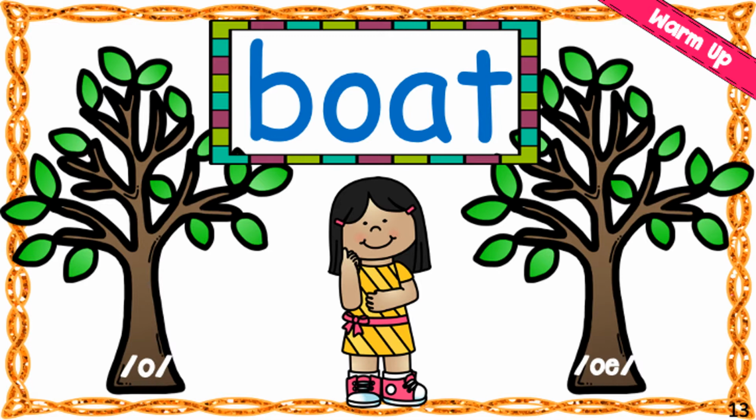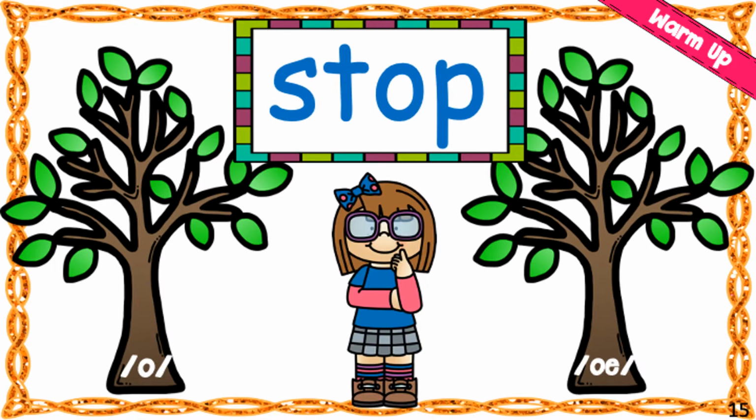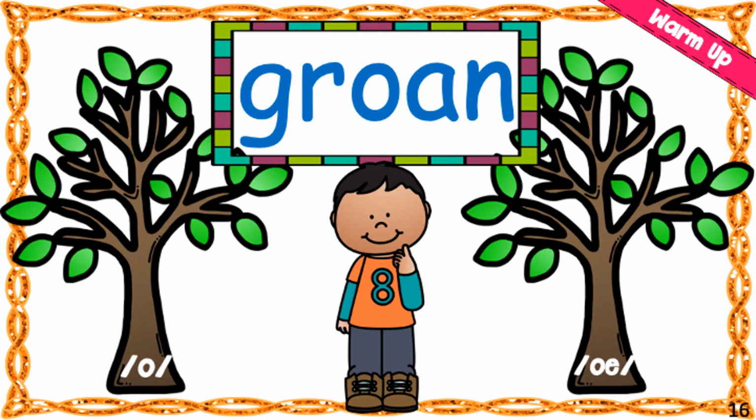Boat. It's your long O, right? What's this word? Foam. Okay, now look at this one. Would that be ah or O? It's ah, right? What's the word? Stop. So it's going to go with the one on the left. Sound this word out. Read it aloud. Grown. It's our long O, so it's going to go to the tree on the right.